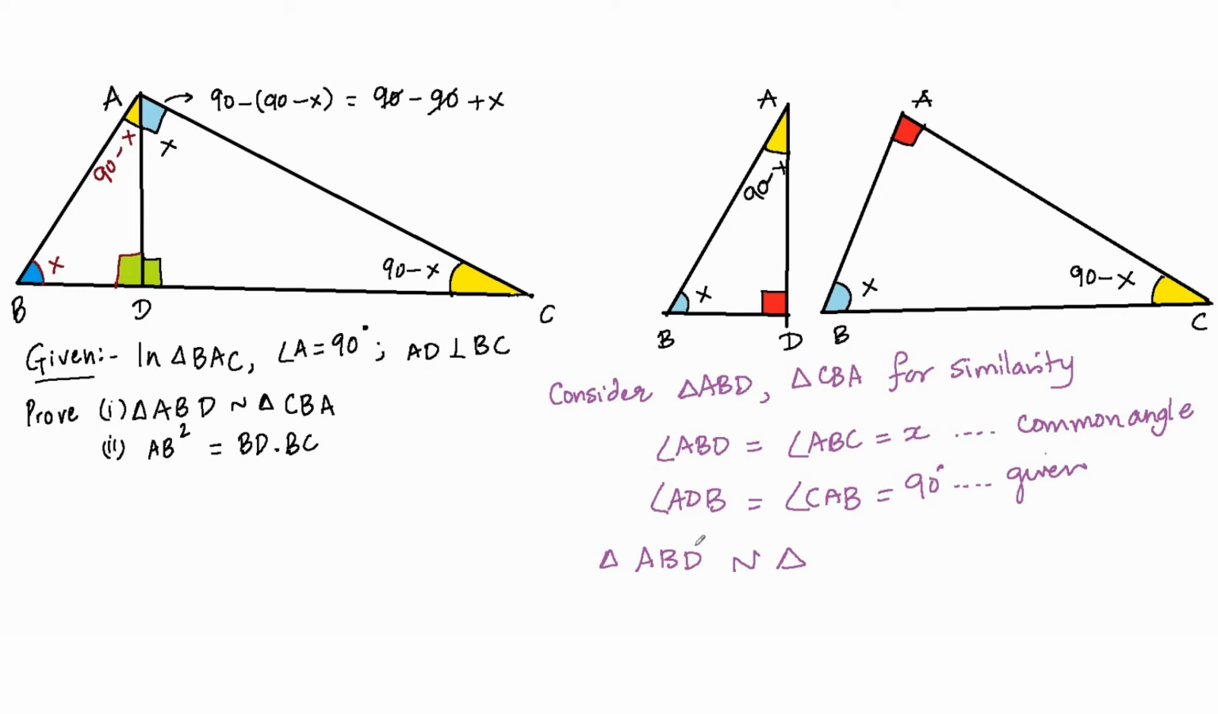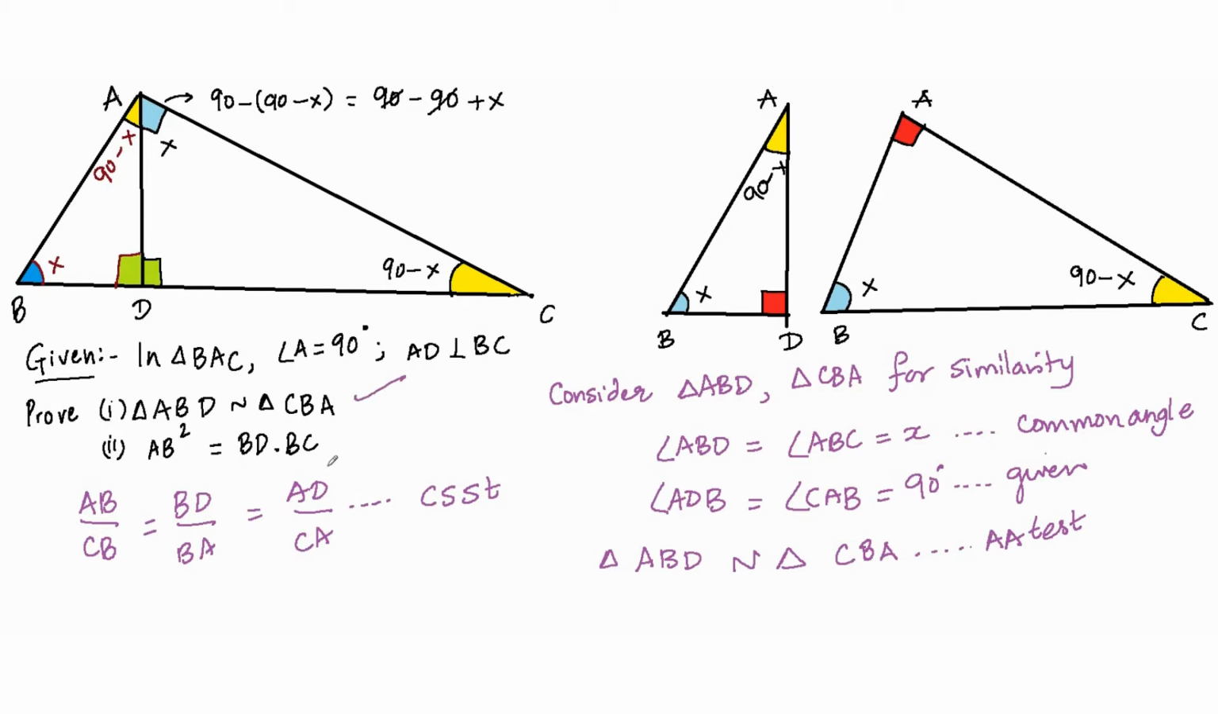D and A are corresponding vertices, so D will correspond to A. B is X, and so B is X over here also, so this is B and this is C. This is by the AA test, right? And therefore I can say that AB divided by CB is equal to BD divided by BA, which is equal to AD divided by CA, and this is because of corresponding sides of similar triangles.